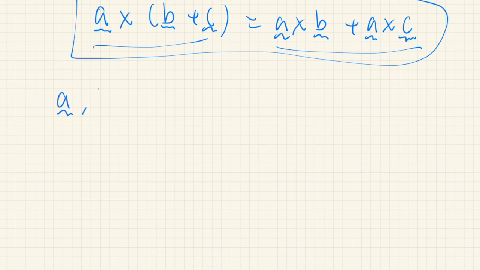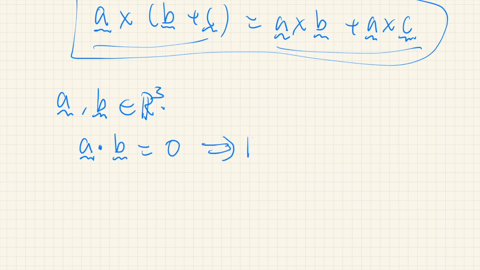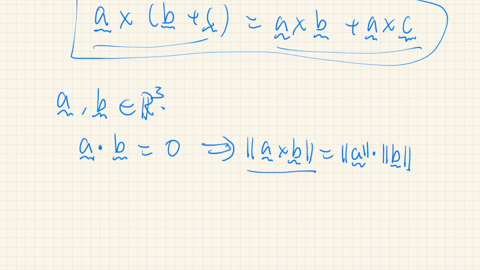Of course, we assume A and B are 3-dimensional vectors. And if A dot B, the scalar product, is 0, then the norm of the vector product is the product of the norms of the 2 vectors. Remember what the norm is? It's basically the length of the vector.